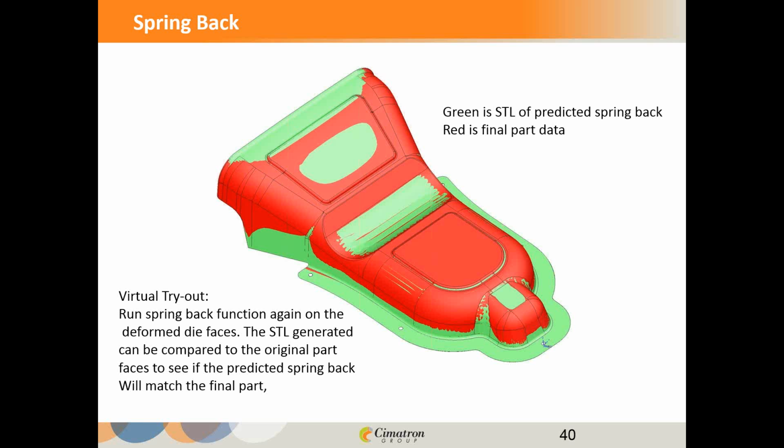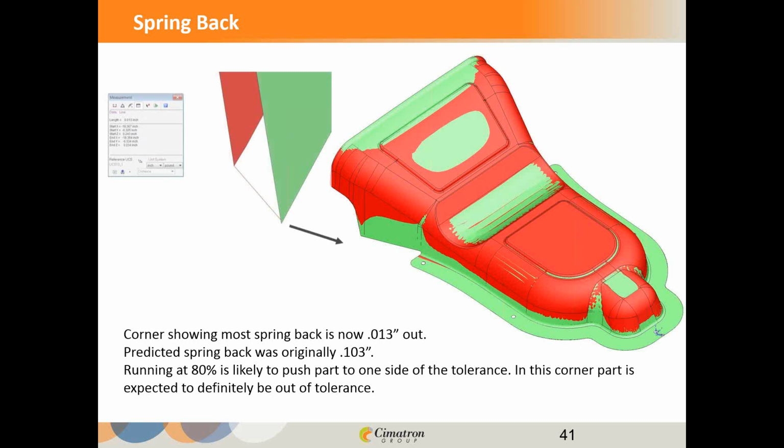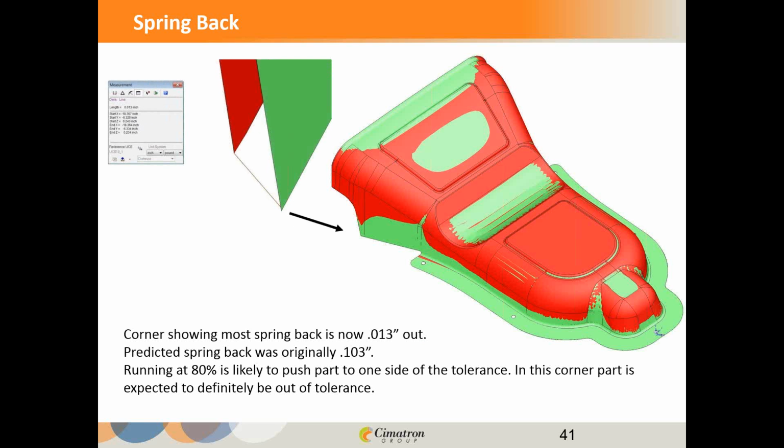When I do that, I can take that new part and compare it to the original part data to see if I've got that accuracy or not. Looking at the part with the red and the green, you can see a number of areas where the colors are bleeding through, so they're just about coincident. They're very close. But in the troublesome area, the area where I know I'm going to deal with springback, I need to take another closer look. When I zoom in on this area and take a measurement, I see I'm still about 13 thousandths away. Now that's a far cry better than the 103 thousandths we were originally dealing with, but it's still 13 thousandths.